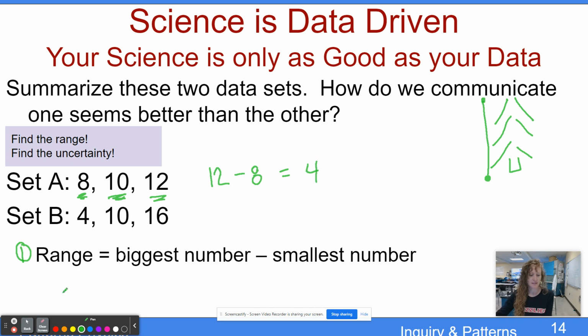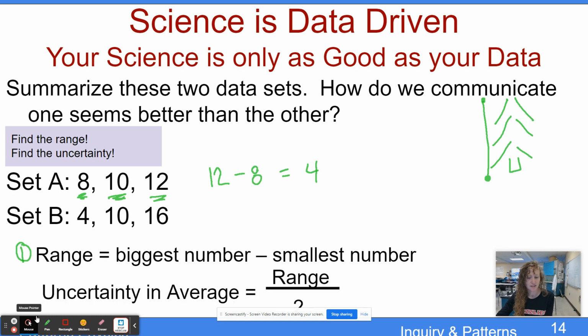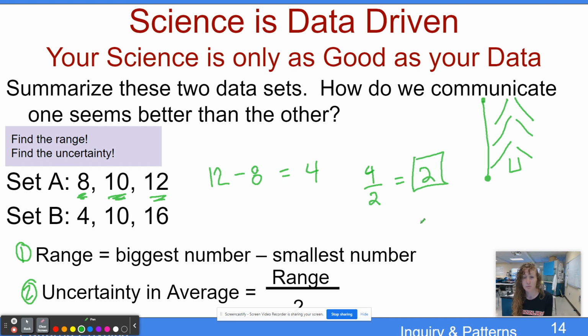4 is our range. The second thing we do is calculate our uncertainty. To calculate our uncertainty, you take your range, in our case that's 4, and you divide it by 2. So we're going to take 4 divided by 2. The answer is 2, and that's our uncertainty. So when we communicate uncertainty, we're going to communicate it as plus or minus 2. That's how we communicate our uncertainty.